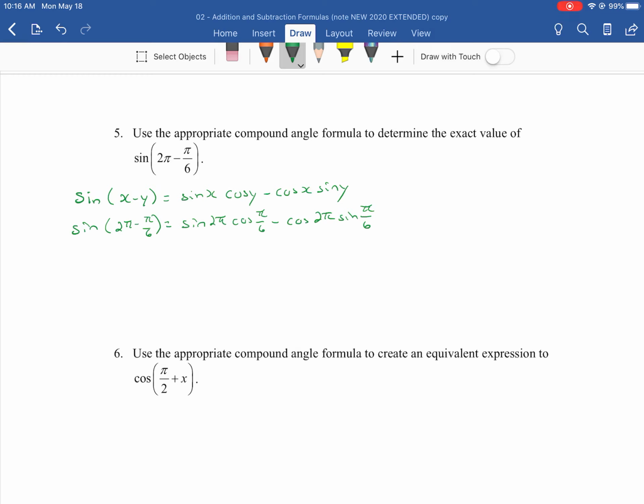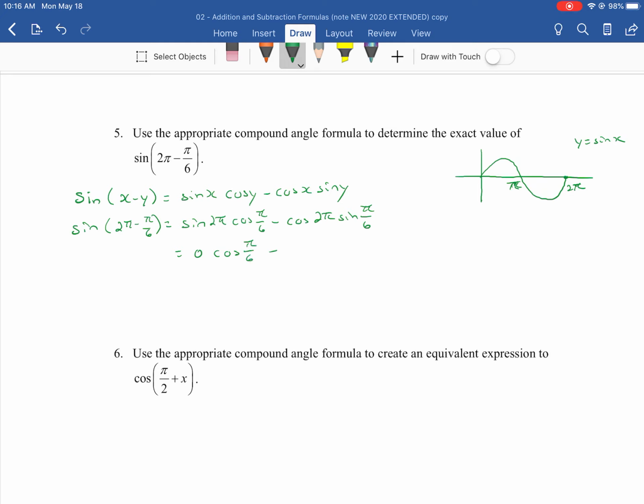So I end up with sine of 2 pi, cos of pi over 6, minus cos of 2 pi, sine of pi over 6. Now here's the thing, and some wisdom has to come from trig here, is that sine and cos are very easy to evaluate at multiples of pi. If I draw sine here, its values at 0, pi, and 2 pi are very easy to evaluate and are nice simple numbers. So they wanted sine of 2 pi here. I can see that comes out to 0.